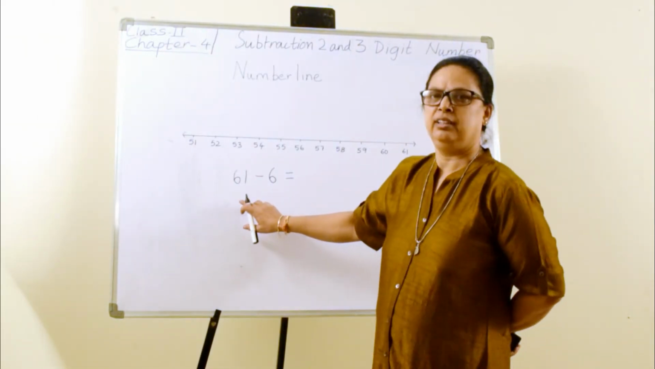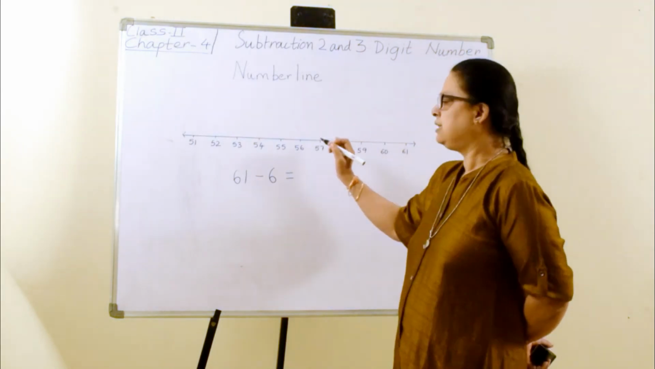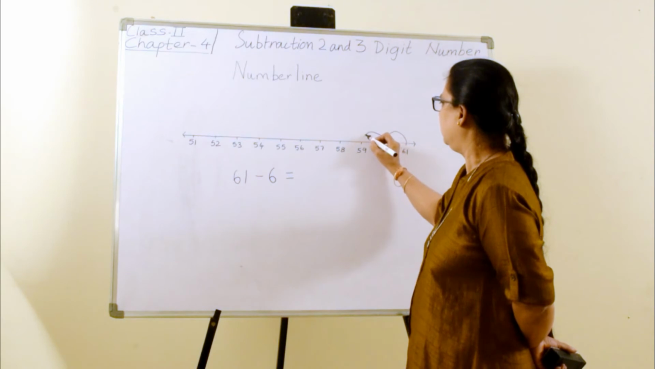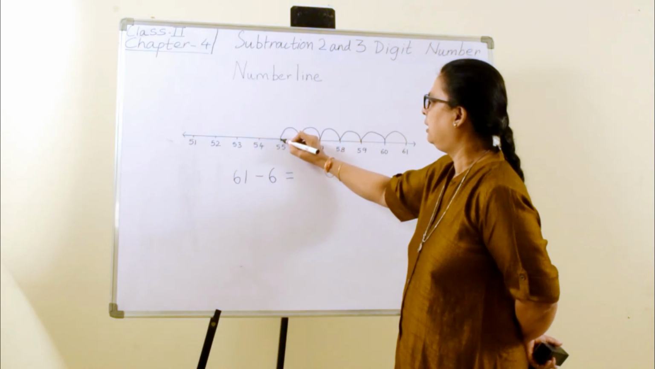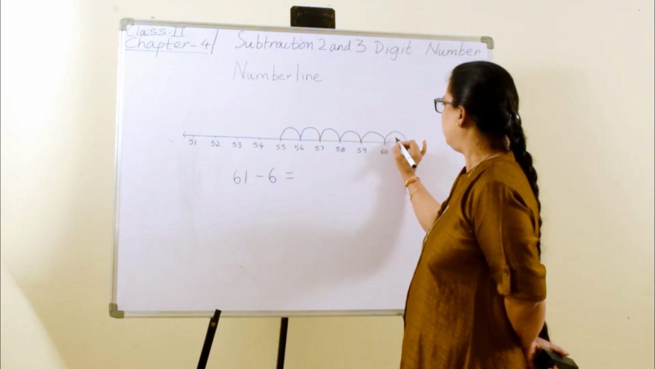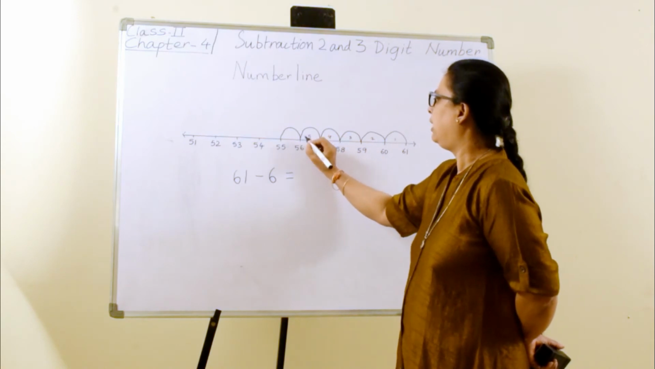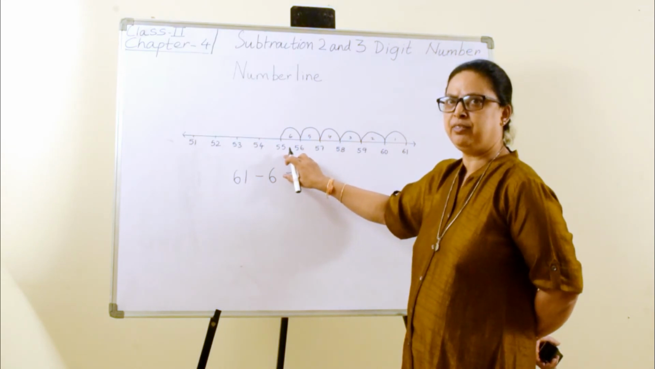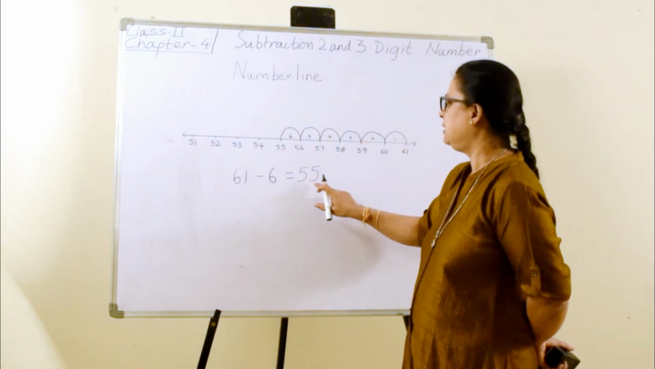Now look at this number, 61 minus 6. Now from 61, I would be taking 6 steps backward. So that is here 1, 2, 3, 4, 5 and 6. To verify whether we have done correctly or not, let us put a number here. 1, 2, 3, 4, 5, 6. So you have taken 6 steps. Where did we stop? At 55. So the answer or the difference, 61 minus 6 is 55.